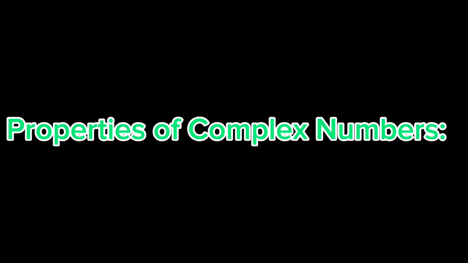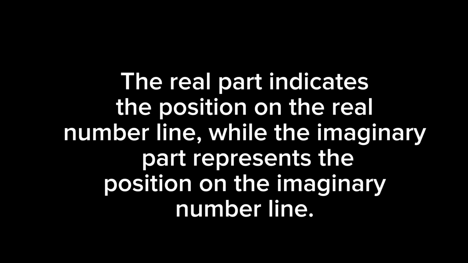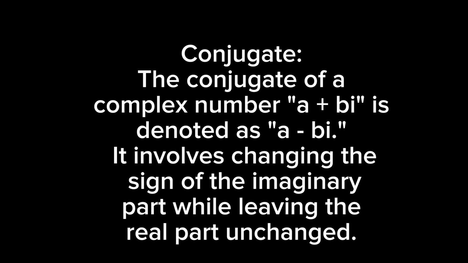Properties of complex numbers. Real and imaginary parts. In a complex number, the real part is represented by a and the imaginary part by b. The real part indicates the position on the real number line, while the imaginary part represents the position on the imaginary number line. Conjugate. The conjugate of a complex number a + bi is denoted as a - bi. It involves changing the sign of the imaginary part while leaving the real part unchanged.